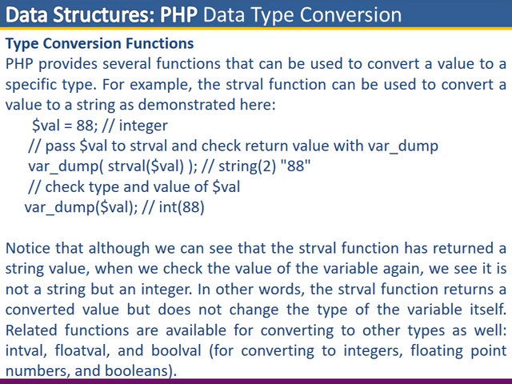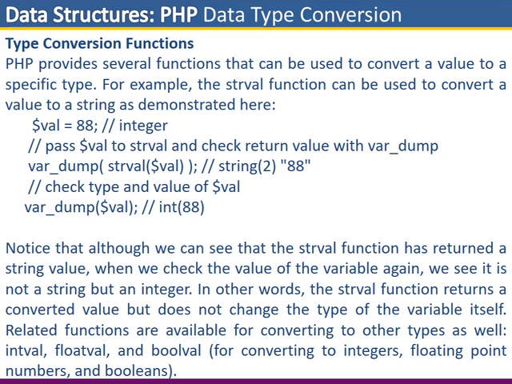Now we show the type and value of $var. We have var_dump, and inside the brackets we have $var. By the time we show the output, to show the type and value of $var, we have int(88) inside the brackets.